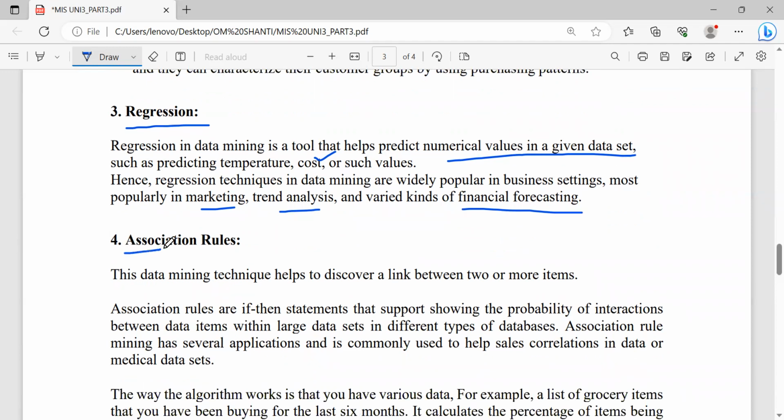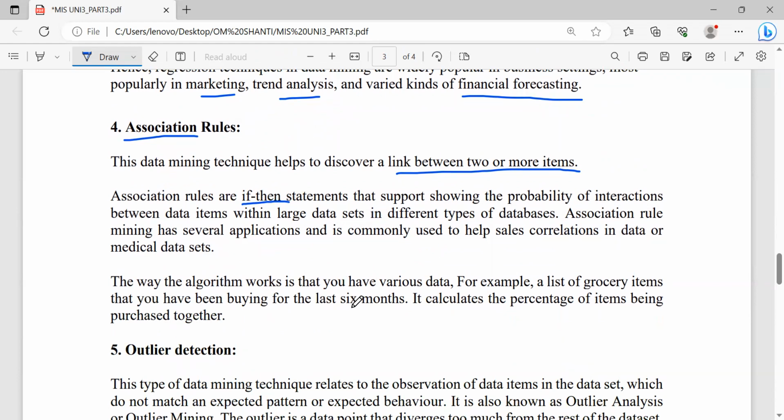Association, as its name implies, data mining helps to discover the link between two or more items. Association rule mining works on if-then statements. Association rule mining has several applications and is commonly used to help with sales correlation in data or medical data sets.